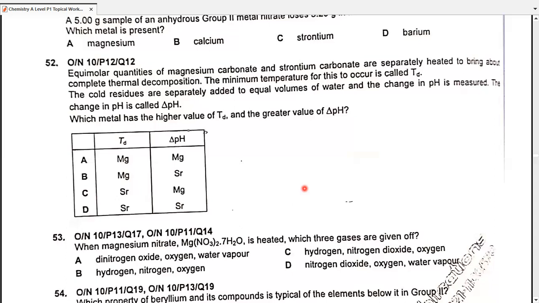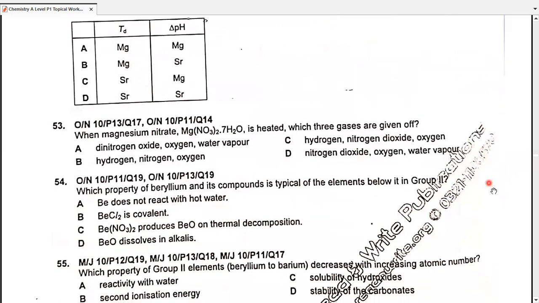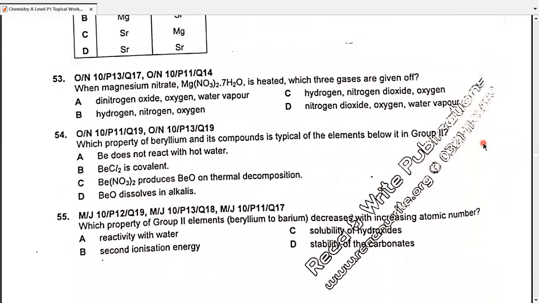D. Okay. One thing that you were wrong at when you were thinking out loud is that the temperature increases down the group for thermal decomposition of carbonates. Remember, it's easier to decompose magnesium carbonate than it is to decompose strontium carbonate. Okay, the rest is fine. Okay, 53.